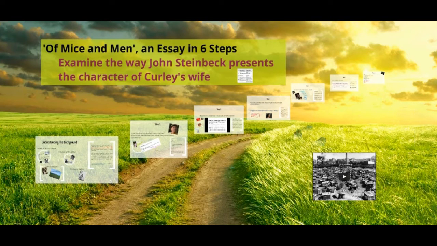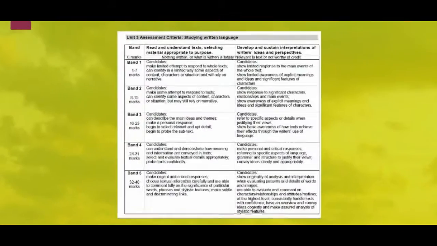Okay, this is looking at the Of Mice and Men essay in 6 steps. Examine the way John Steinbeck presents the character of Curley's wife. Even though it's not word for word what our title is, a lot of these assignments are basically an analysis of Curley's wife, so that's why we're going to look at this one. So this one will apply to us as well.